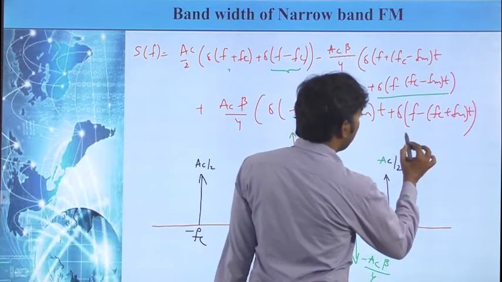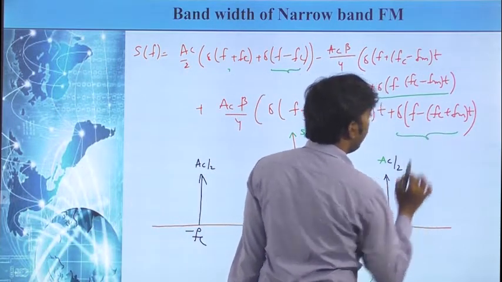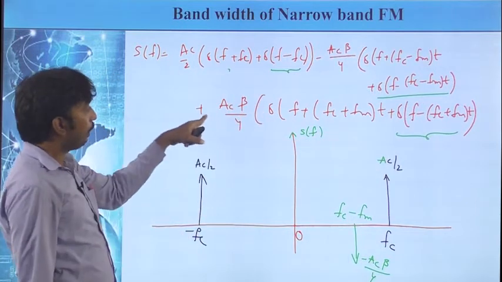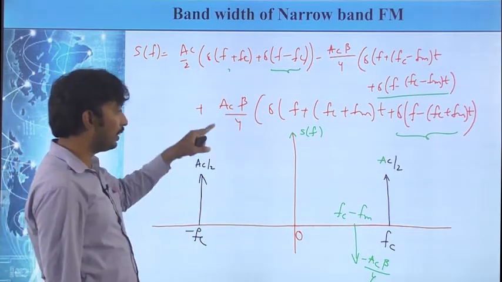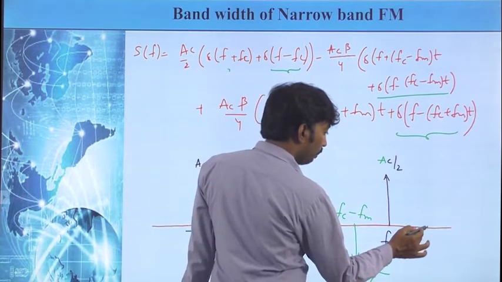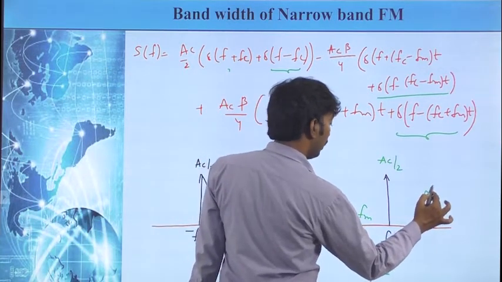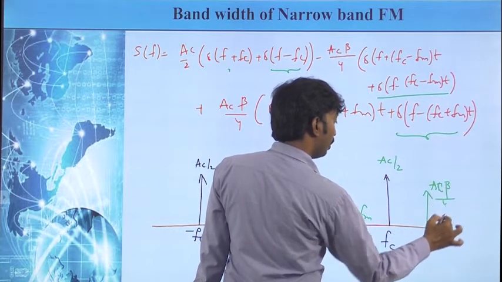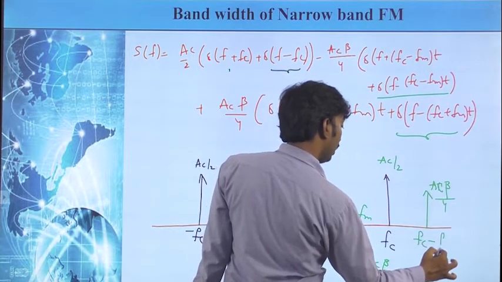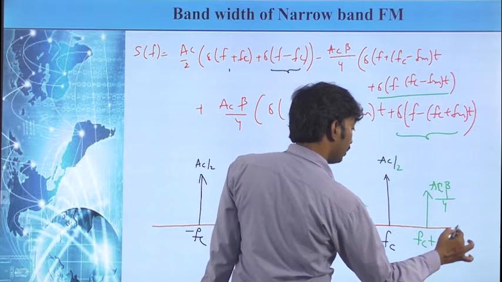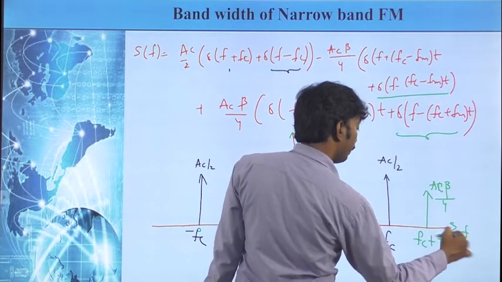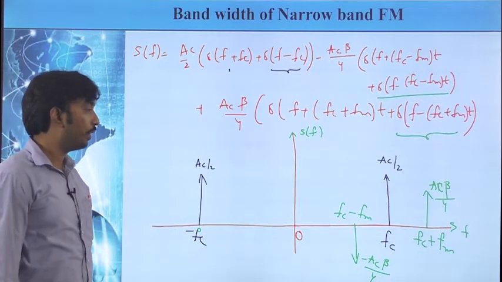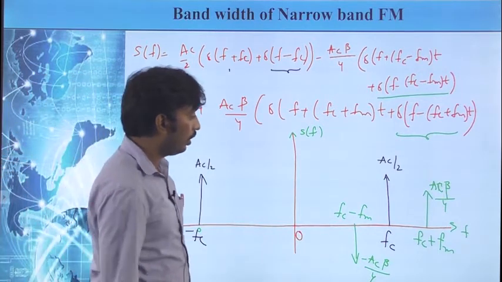Now, if you see this, F is equal to Fc plus Fm. What is the magnitude? Plus AC beta by 4. Because of plus AC beta by 4, the impulse moves upwards. This is AC beta by 4, and the location is Fc plus Fm. Now this axis is frequency. Fine? Okay?